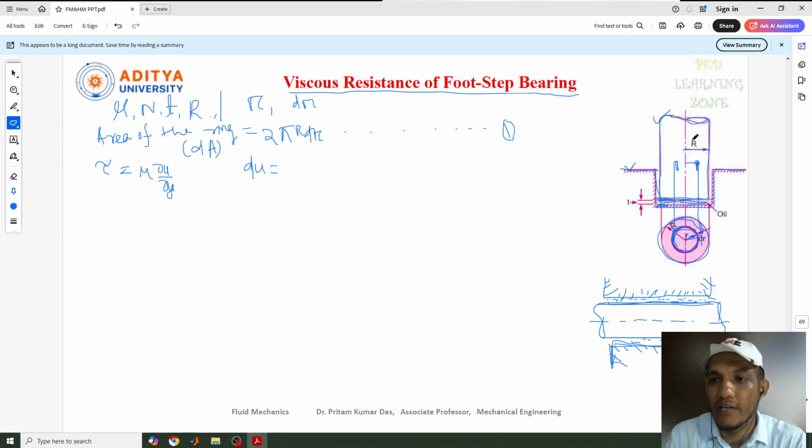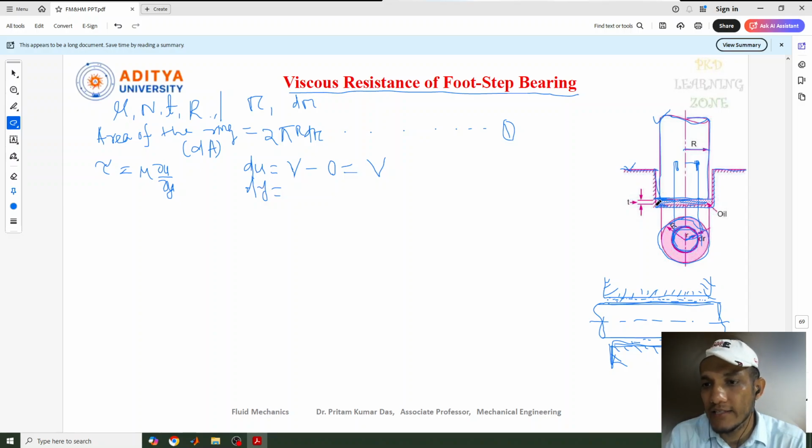Here du is the change in velocity. In general, we could write initial velocity v1 and final velocity v2. But in this case there is no separate initial and final velocity; only one velocity is present, which is the tangential velocity that needs to be considered. So that is v, actually: v minus 0, so we can write only v.